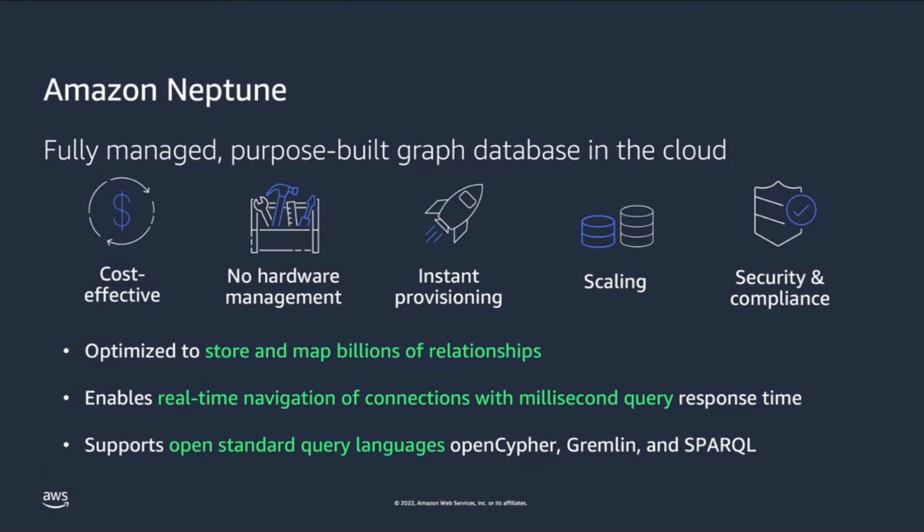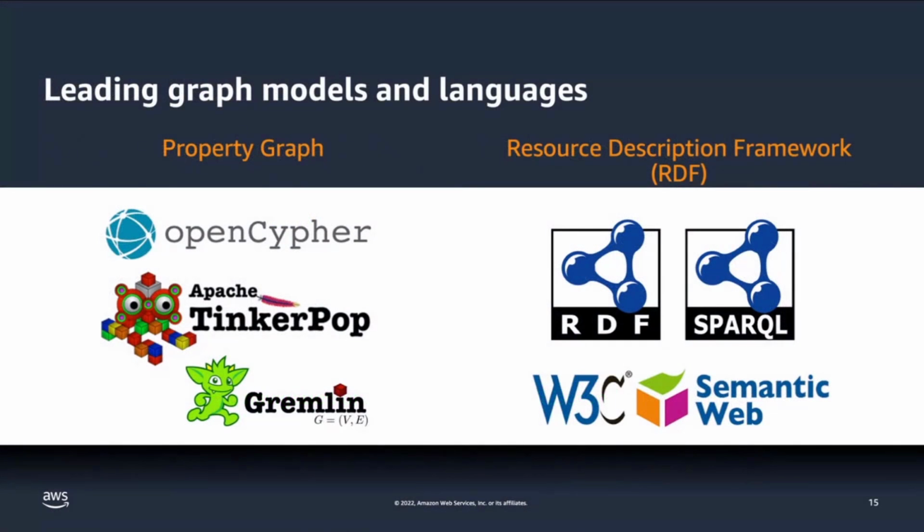As we mentioned, Neptune at its very core is a purpose-built graph database that's optimized to store and map billions of relationships between entities. It does this to enable real-time connections with millisecond query response times. And it does this through support for the 3 open standard query languages, those being OpenCypher, Gremlin, and SPARQL. It does this by supporting the 2 leading graph models out there.